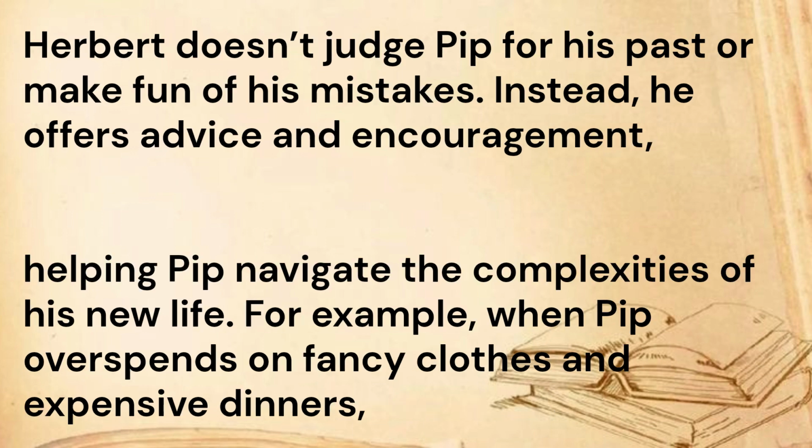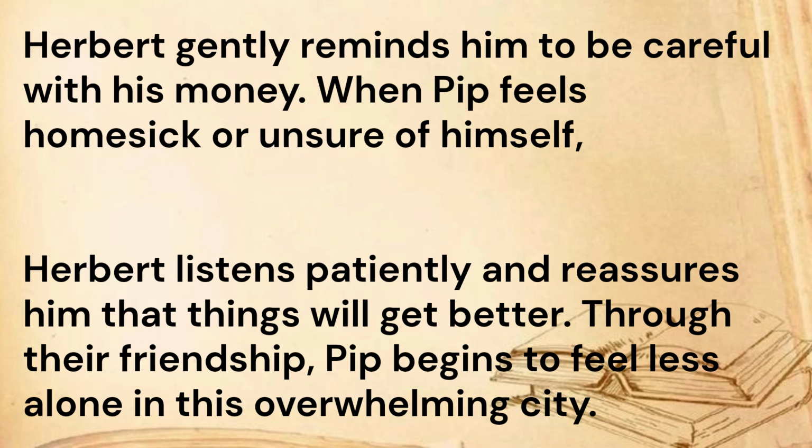Unlike many others, Herbert doesn't judge Pip for his past or make fun of his mistakes. Instead, he offers advice and encouragement, helping Pip navigate the complexities of his new life. For example, when Pip overspends on fancy clothes and expensive dinners, Herbert gently reminds him to be careful with his money. When Pip feels homesick or unsure of himself, Herbert listens patiently and reassures him that things will get better. Through their friendship, Pip begins to feel less alone in this overwhelming city.